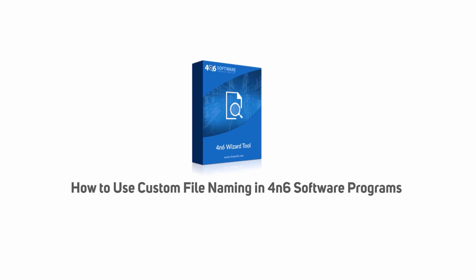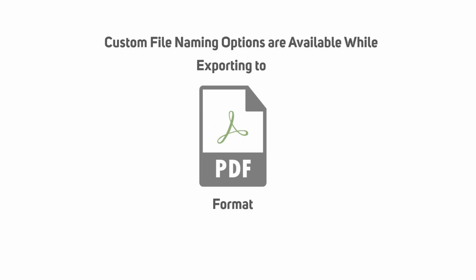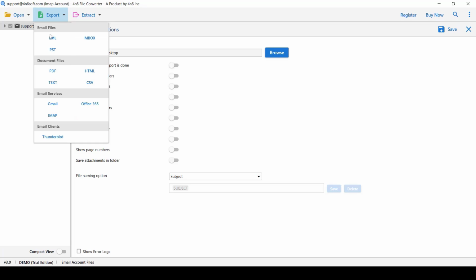How to give custom file naming while exporting data using forensic software program. File naming options are available with EML, text, PDF and HTML. Let us select PDF as an example.